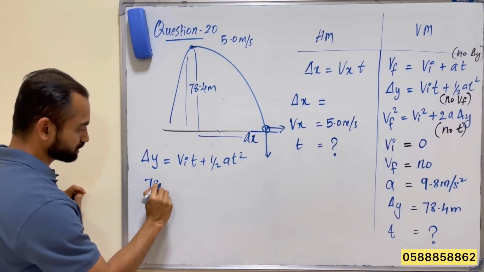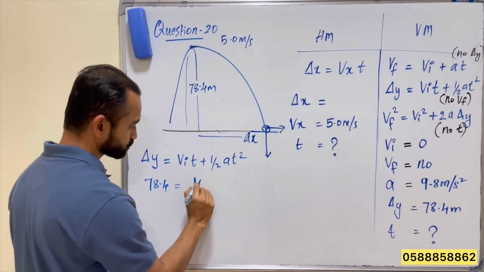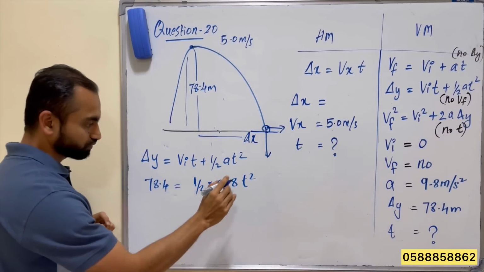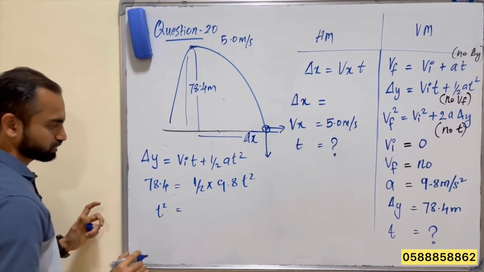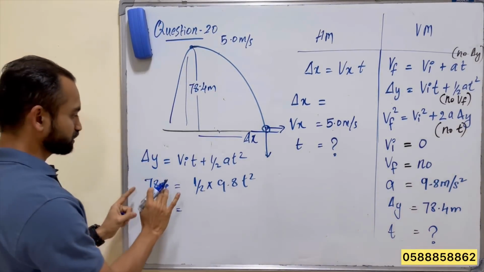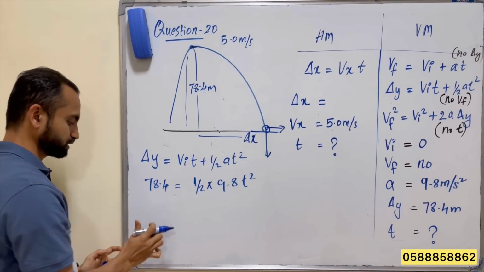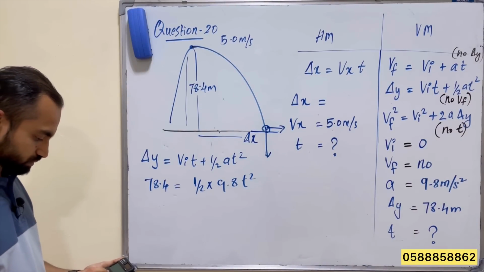Delta y is 78.4 meter. Initial velocity is 0, so this term will be 0. So half multiplied by 9.8 multiplied by time squared. We need to calculate time, right? I will rewrite this equation for time squared, or you can use shift solve. 78.4 equal to half multiplied by... I will use shift solve. Why make it complicated? Let us try shift solve.